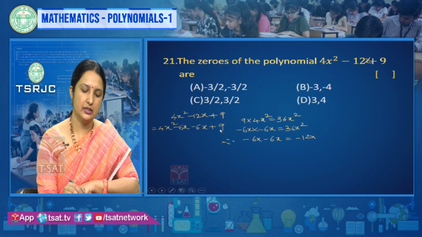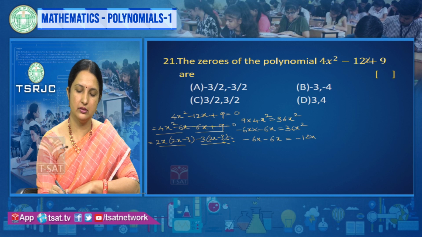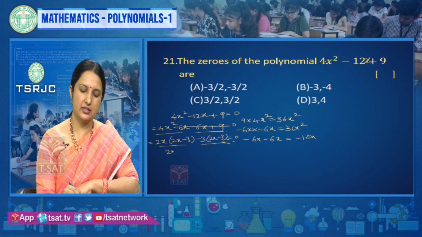plus 9. So in this what is common? Here 2x is common, bring this out. What is left? 2x minus 3. In this what is common there? Minus 3 is common, bring this out, 2x minus 3. In both the cases what is common? You should make it equals to 0, no? Okay, 2x minus 3 is common, bring this out, and what is left over? 2x minus 3 is left over.